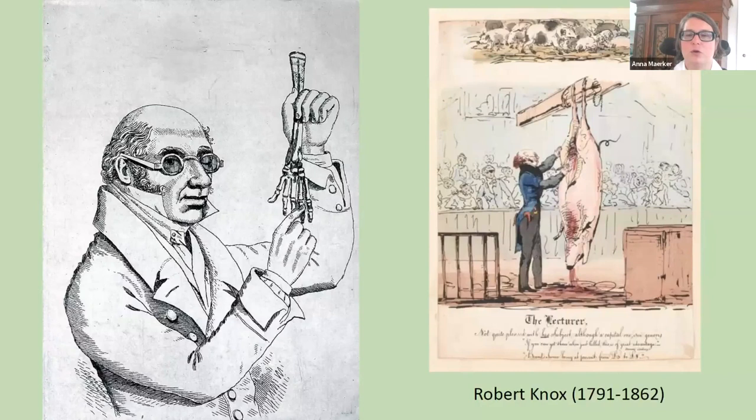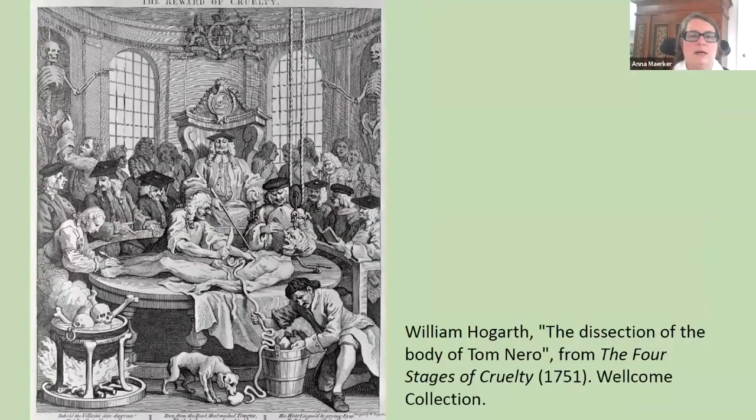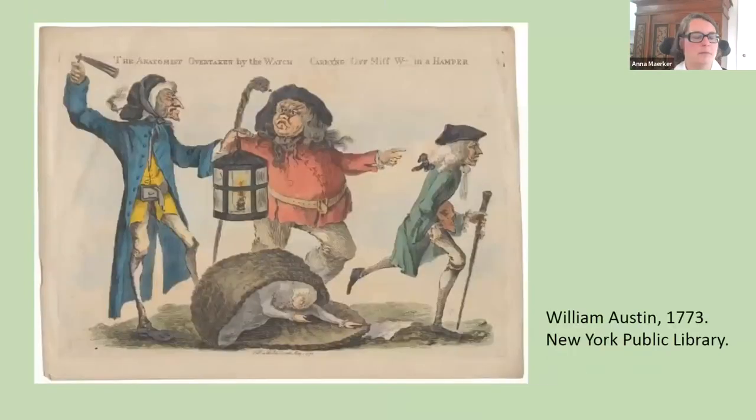A portrait of John Knox, including perhaps a less than flattering image of him in action dissecting a pig in the lecture room. You've got the famous Hogarth series, The Four Stages of Cruelty, which culminates in the dissection of the body of the villainous Tom Nero as the final punishment for all his evil deeds in life. And countless caricatures involving body snatching, such as this one, The Anatomist Overtaken by the Watch.